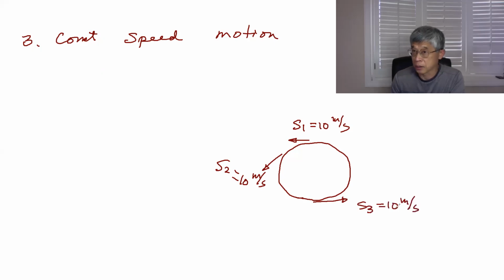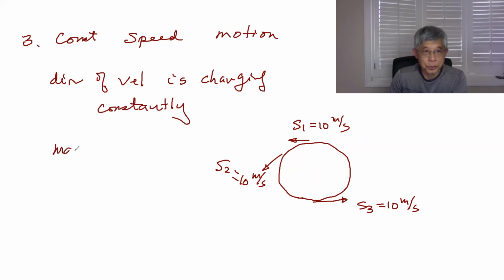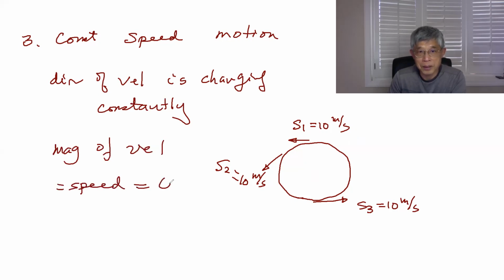And your speed 3 is right there, and is equal to 10 meters per second. Only the speed is constant, but your direction is changing. Your direction of velocity is changing constantly, but your magnitude of velocity, which is the speed, is constant. So that's your constant speed motion.